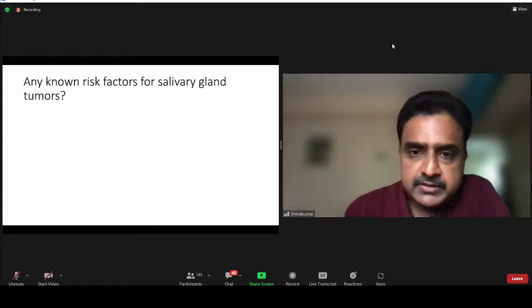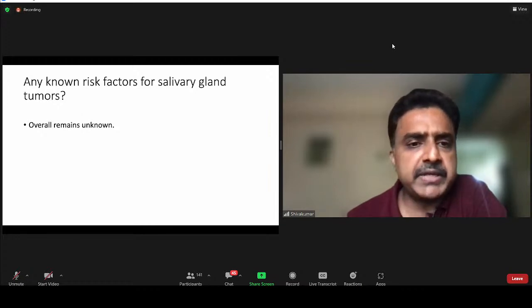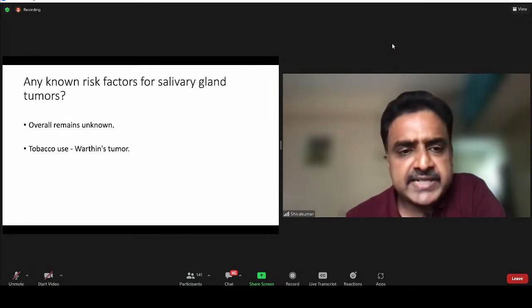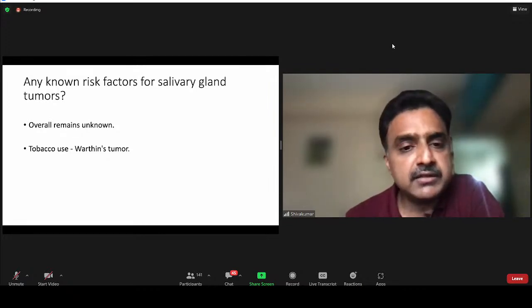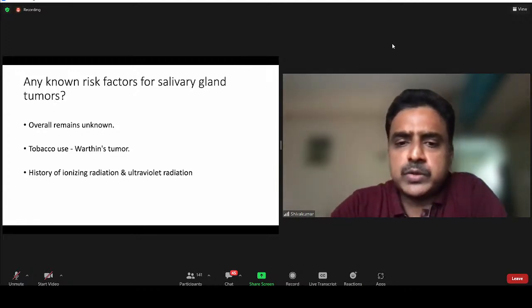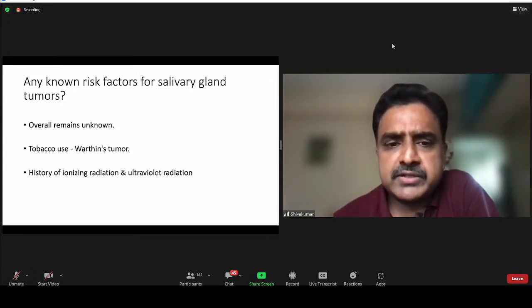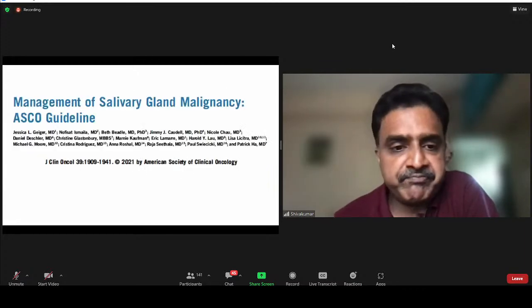Any known risk factors? Overall, the risk factors remain largely unknown. There are various things that have been associated with salivary gland tumors. Tobacco usage with most of the cancers, yes, and there's more association of use of tobacco and Warthin's tumor in the literature, and history of exposure to ionizing radiation and ultraviolet radiation have already been mentioned. But by and large, the etiology of salivary gland tumors remains unknown.